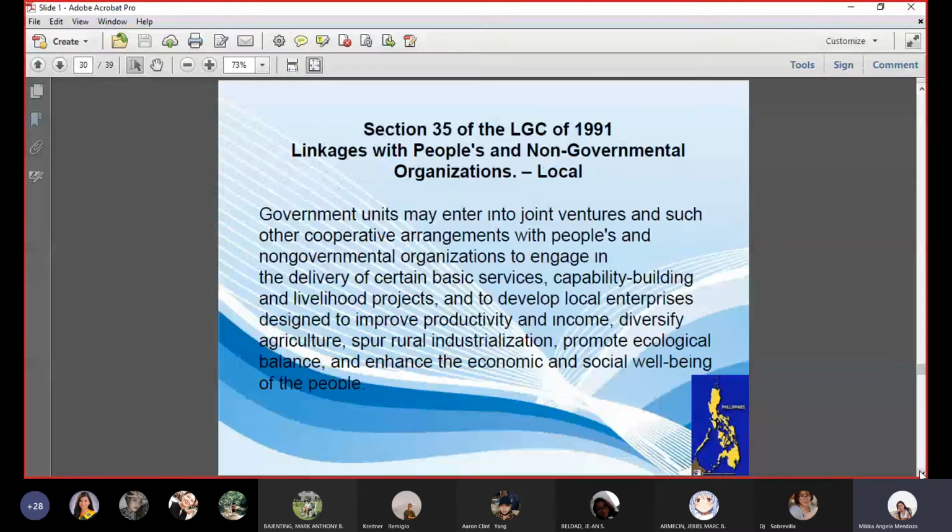Okay? Under Section 35 of the LGC, linkages with people's and non-governmental organizations. So let me read. Local government units may enter into joint ventures and such other cooperative arrangements with people's and non-governmental organizations to engage in the delivery of certain basic services, capability building and livelihood projects, and to develop local enterprises designed to improve productivity and income, diversify agriculture, spur rural industrialization, promote ecological balance, and enhance the economic and social well-being of the people.